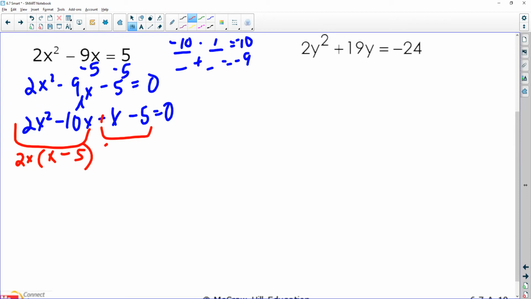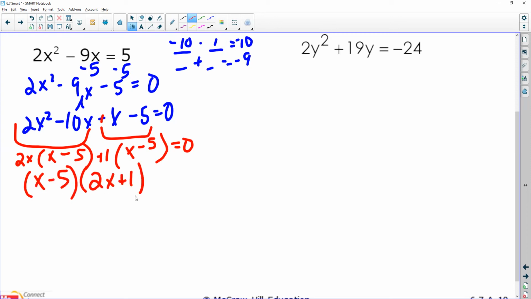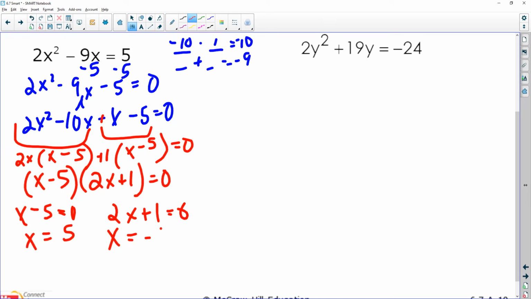On the second one, I'm just going to take a 1, and that's going to be x minus 5 equals 0. So I'm going to pull the x minus 5 to the front, and then I've got 2x plus 1 equals 0. And now I use the zero product rule. So now I can do x minus 5 equals 0, 2x plus 1 equals 0, and solve for x. So I get x equals 5, and I get x equals negative half.